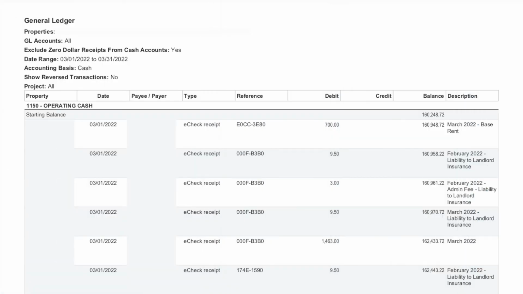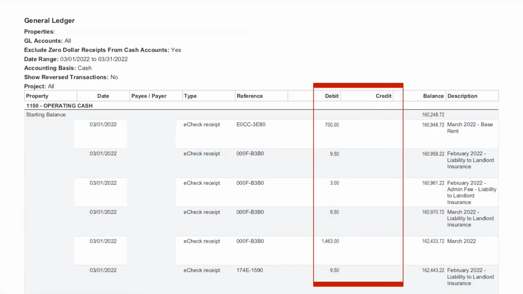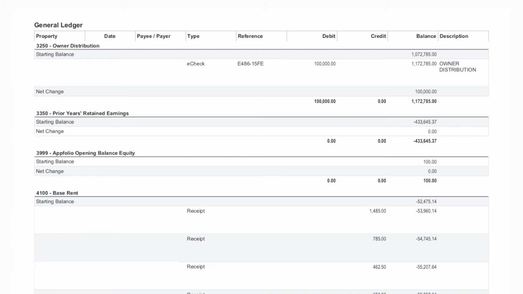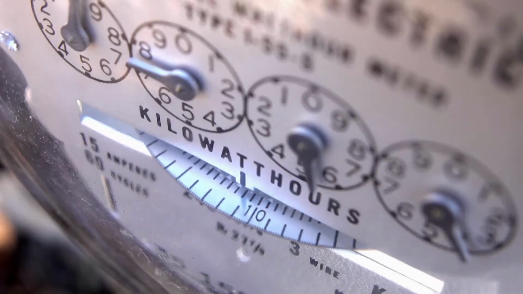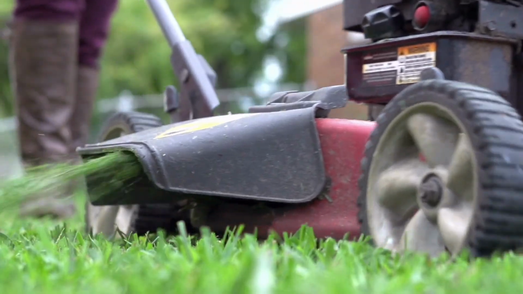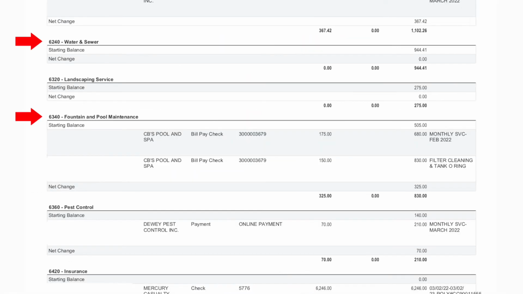Okay, so we're moving on towards the end of the packet, and you have the general ledger. This statement shows the specific debits or credits that were posted to your property's bank account. It's great because it breaks down everything into their respective categories, from base rent and pet fees that were received from tenants to electricity and landscaping costs that were paid out to vendors. It also helps our accounting team keep things organized internally because it displays those category names alongside the unique GL codes that we assign to them.